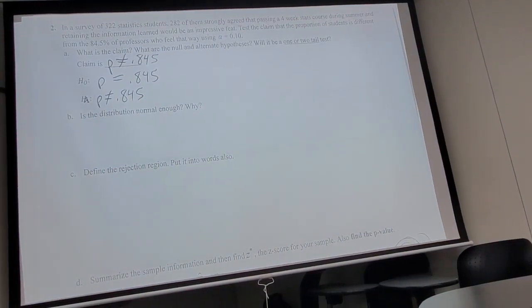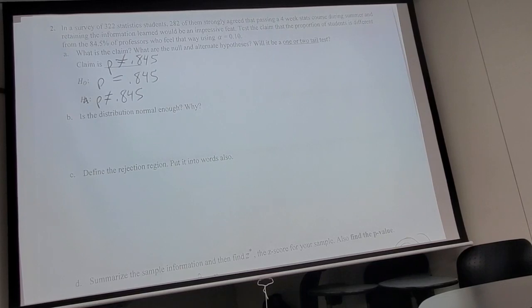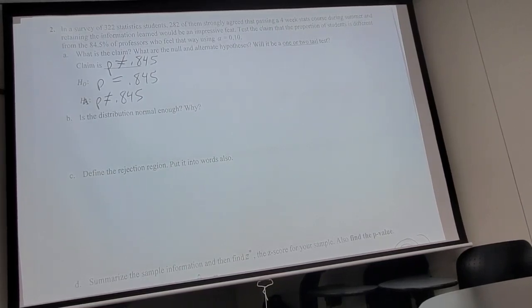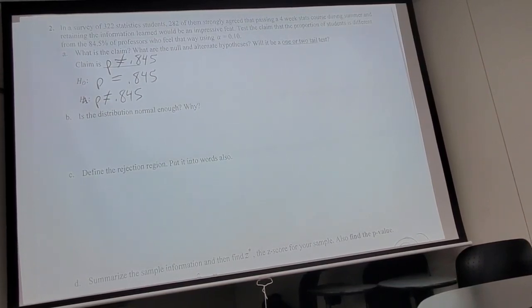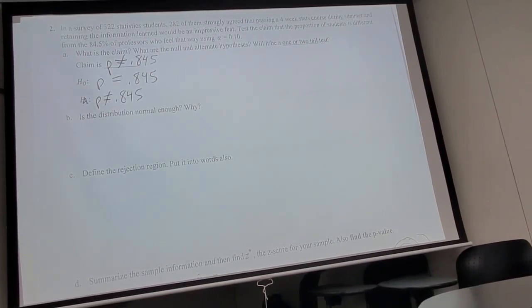So the very first step is just, what's the claim? And normally that's good. I might not use the word claim. I might say we feel that, we believe, or I might say the claim. But it should be pretty simple to find what somebody's thinking, what the claim is. Find it in English, write it in Mathish, and then just, does it have an equal sign? If so, I put it in the Ho. If not, I put it in the Ha.